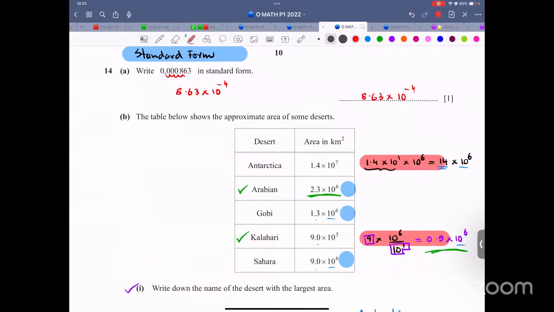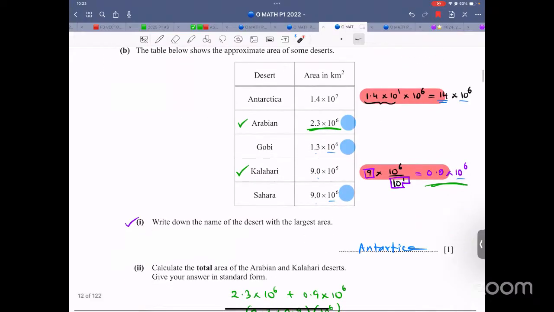Standard form, yes, important. Nothing has to be taken lightly. So now write 0.000863. So 0.000863, that is 1 and 2 and 3 and 4. Since you are yourself moving to the right, therefore it has a negative sign. So this is 8.63 raised to power of negative 4. That was a basic thing.